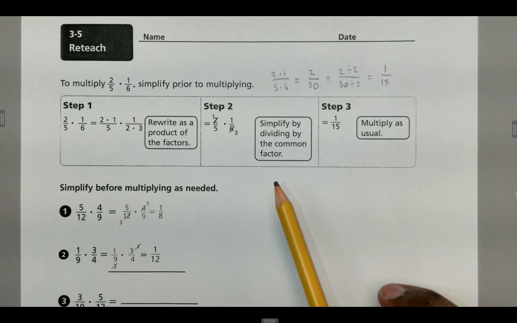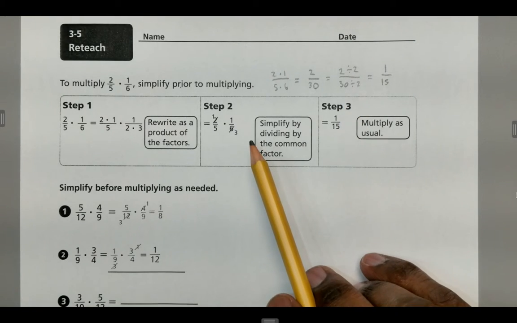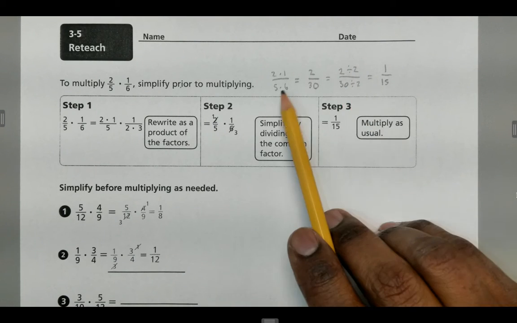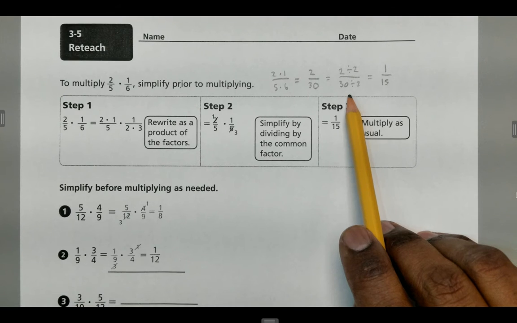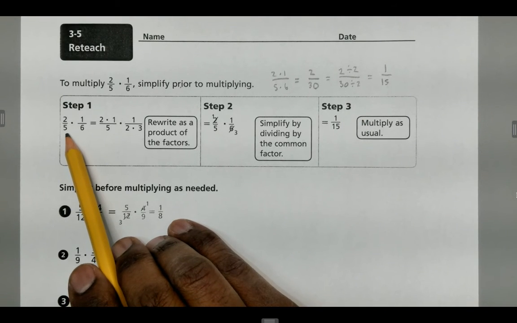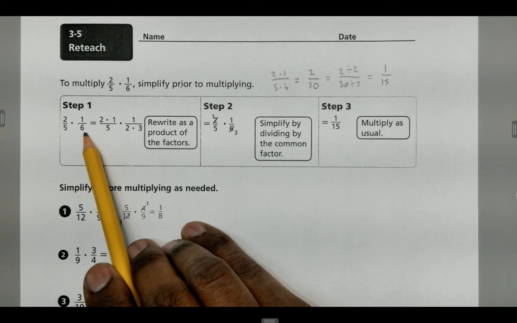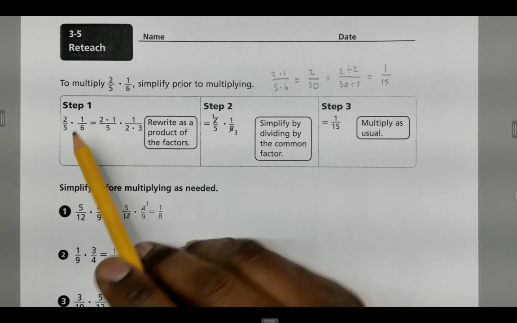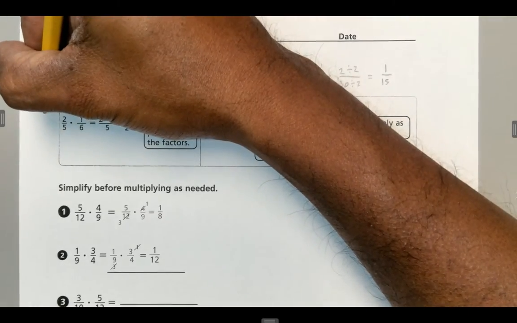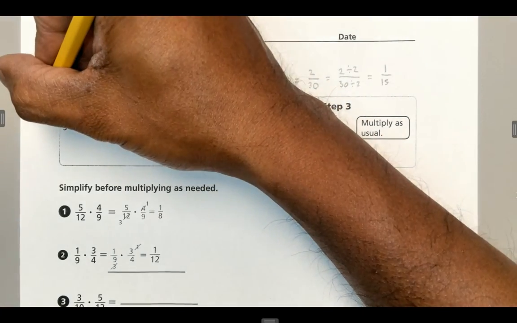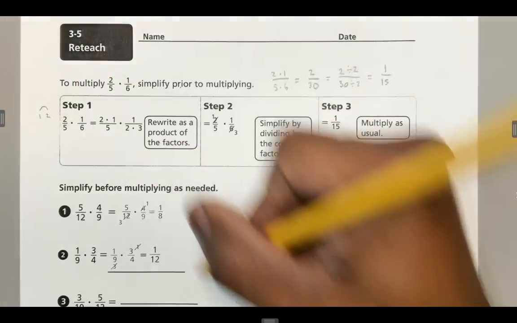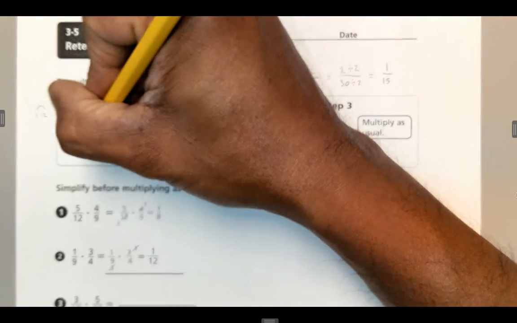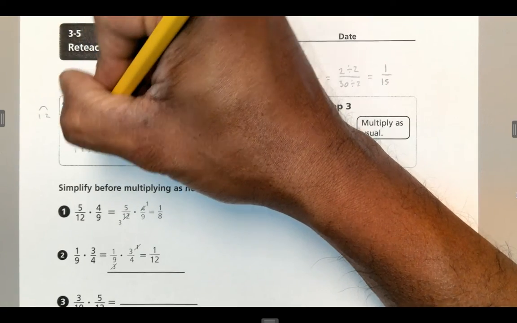as our final step. Now, this concept of cross-canceling allows us to do this simplifying up front instead of waiting until the end. And let me show you that in action. Down here, 2/5 times 1/6. Well, if we look at this numerator that's diagonally across from this denominator, and we think about a factor rainbow for 2, which would be 1 and 2. And we think about a factor rainbow for 6, which would be 1 and 6, 2 and 3.